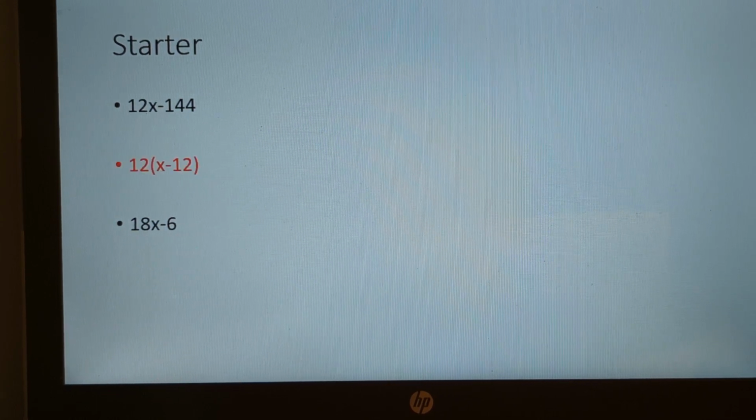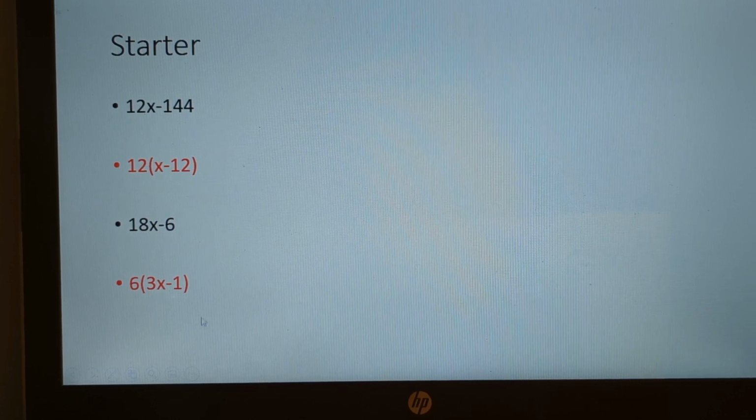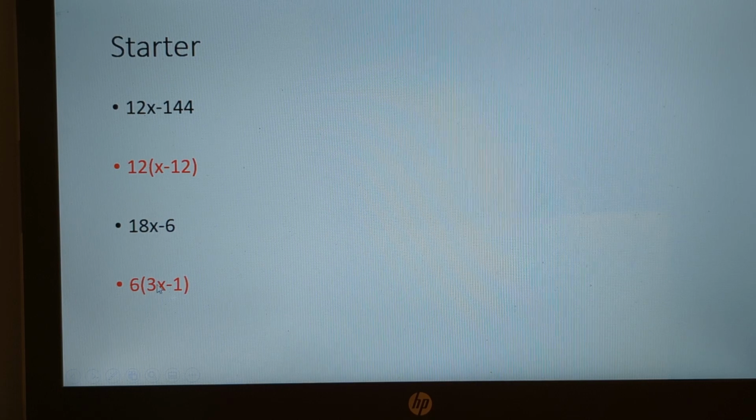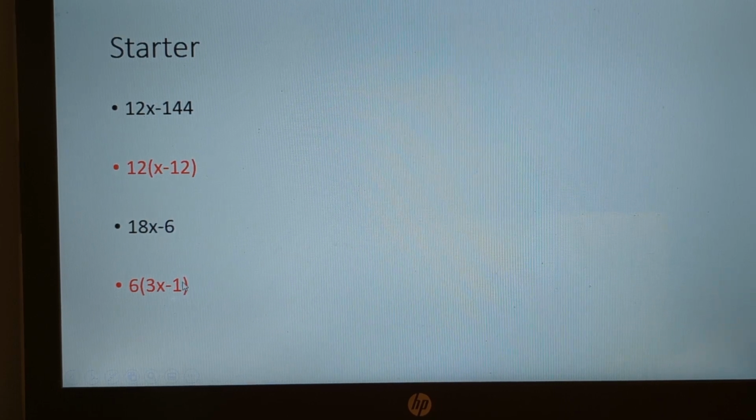So if you've had a go at those, the solutions you should be getting are 12 brackets x minus 12 for the first one and 6 brackets 3x minus 1 for the second one. You've taken the 12 out of this and left yourself with an x minus 12, and for this you've taken out the 6 and it's given you a 3x minus 1.